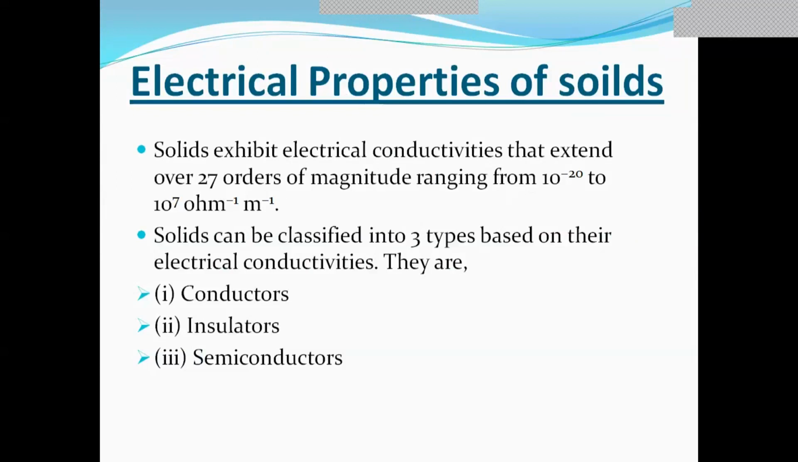Electrical properties are explained based on electrical conductivities of materials. What is electrical conductivity? The extent to which a material allows or passes electrical current through it is called electrical conductivity. Solids exhibit electrical conductivities from a range of values from 10 to the power of minus 20 to 10 to the power of 7 per ohm per meter. So it extends over 27 orders of magnitude.